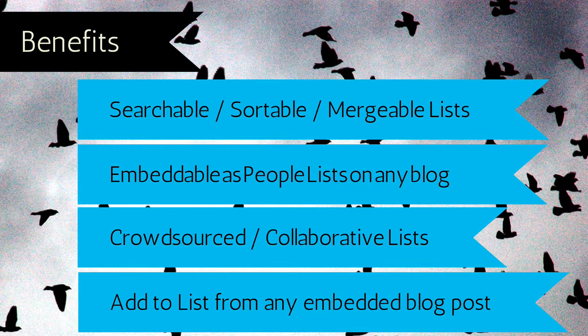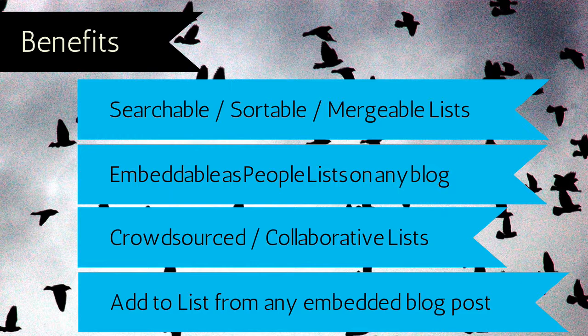If you embed a list from Twitter, you just get the last few tweets, which is nowhere near as useful as a full people directory or a people list. The lists are crowdsourced and collaborative, so people can actually add to your list and suggest them. You're still in control because you're managing and curating that list.